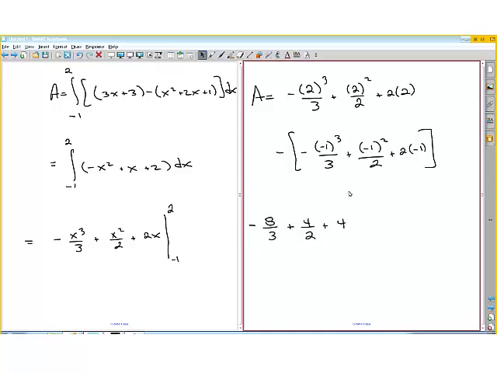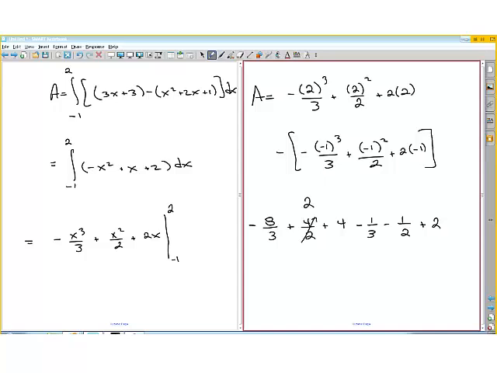For the second three terms, we'll have -1 cubed, which is -1, times -1 is +1, times -1 is -1. So we get -1 third. -1 squared is +1, +1 times negative is -1. So we get -1 half. And then we have 2 times -1, so that becomes -2. 4 halves, just as this is 2.